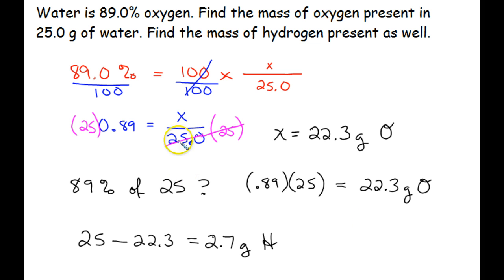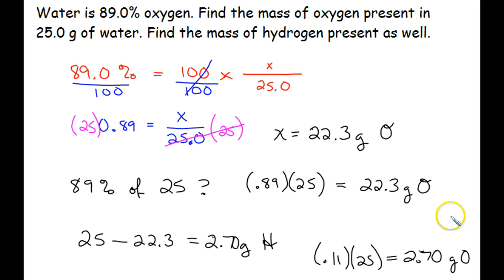You could have also said, well, if 89% of water is oxygen, the other 11% is hydrogen. You could have also said 0.11 times 25, and you still would have gotten 2.7. In fact, it needs to be 2.70 for the sake of our sig figs. And I wrote an O instead of H.